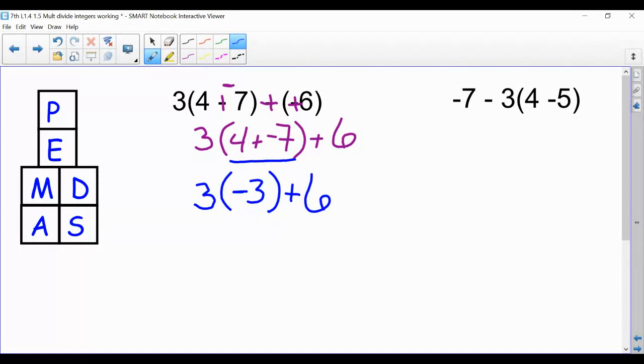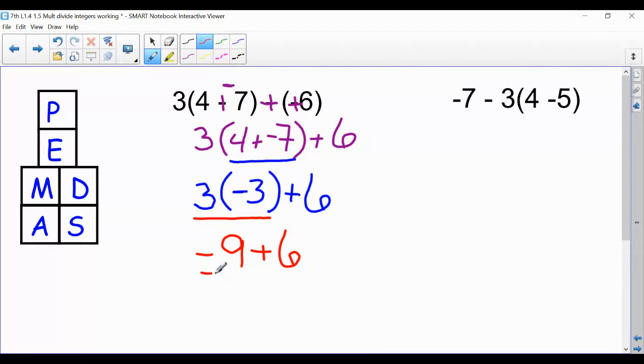Going back to our orders of operations again, parentheses. We have parentheses, but there's no math inside of there to do. This parenthesis signals multiplication. So there's no parentheses, no exponents. We just said there is multiplication. We have 3 times negative 3. 3 times 3 is 9. Positive times a negative is negative. And then bring down our plus 6.